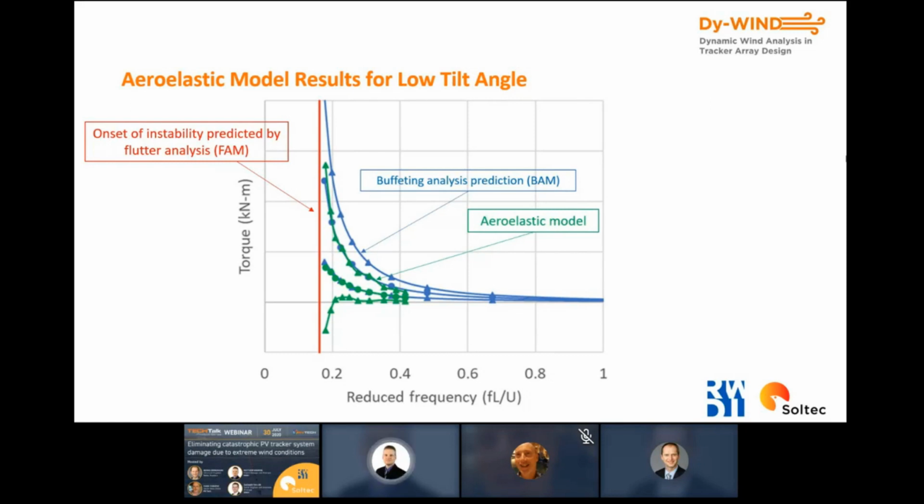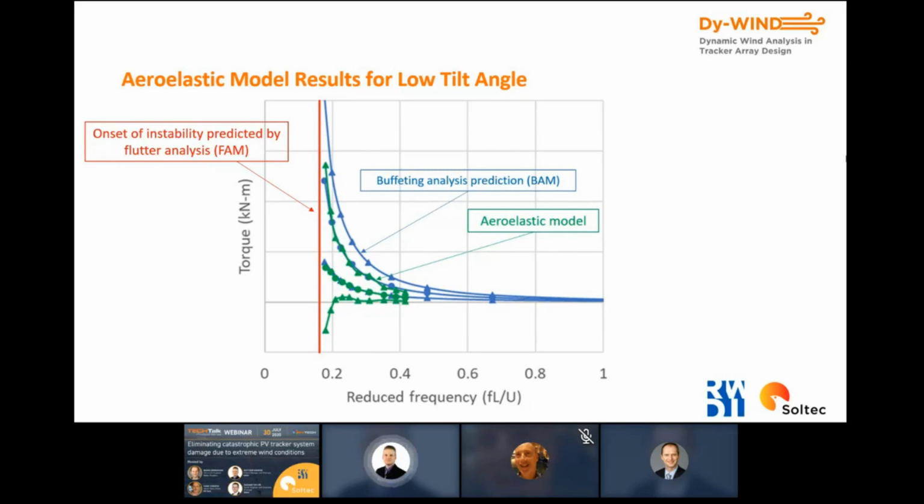One is from the buffeting analysis, so the BAM prediction, which is the set of blue curves. And then we have the full aeroelastic model results, which are the green set of curves. And there's three curves for each data set. There's the mean plotted with the circles, and then on either side of the mean are the peak maximum and the peak minimum. And as you can see, the trends line up extremely well as they approach the instability threshold, and the results agree quite well.